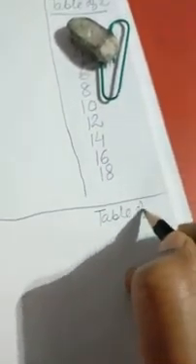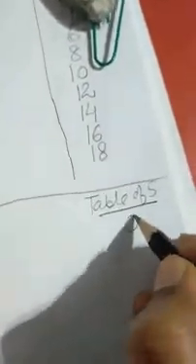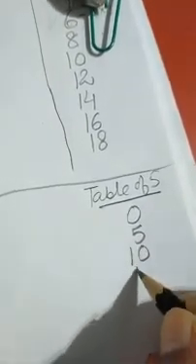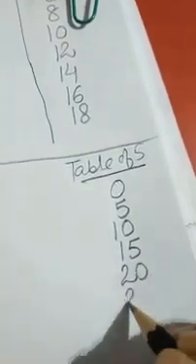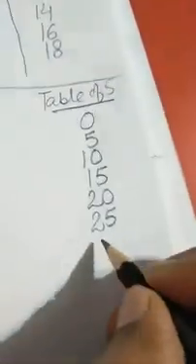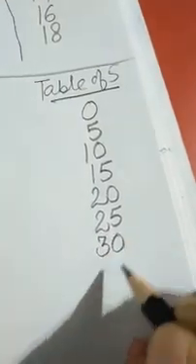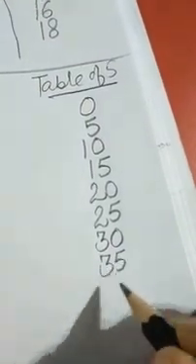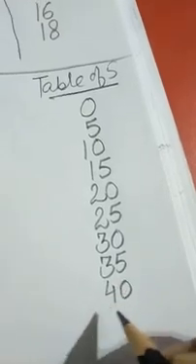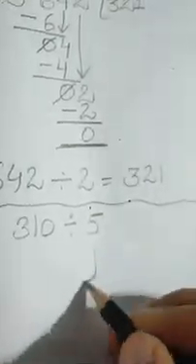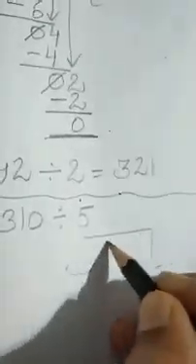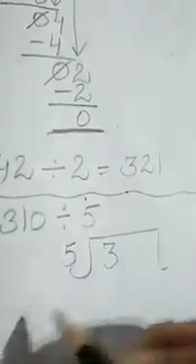Yes, table of 5. 5 zeros the 0, 5 ones the 5, 5 twos the 10, 5 threes the 15, 5 fours the 20, 5 fives the 25, 5 six the 30, 5 sevens the 35, 5 eights the 40, 5 nines the 45. Yes, like this we will write the table. Now we will start doing division. Here firstly we will write only 3 and here 5.